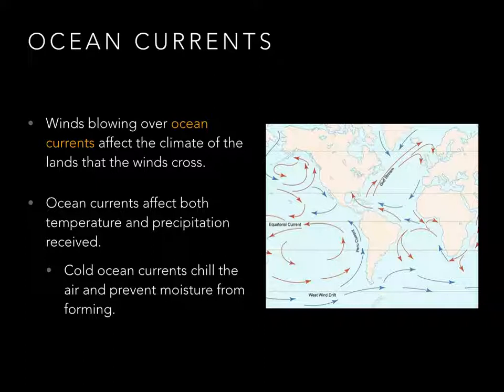You can see on the map the different ocean currents. The blue arrows are the cold ocean currents. Red arrows indicate warmer ocean currents.